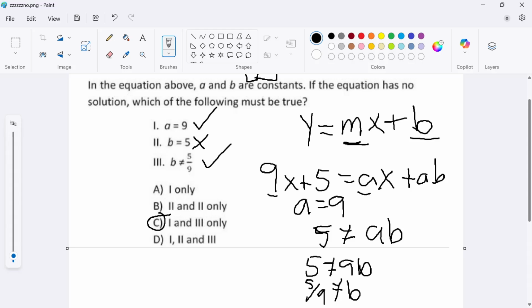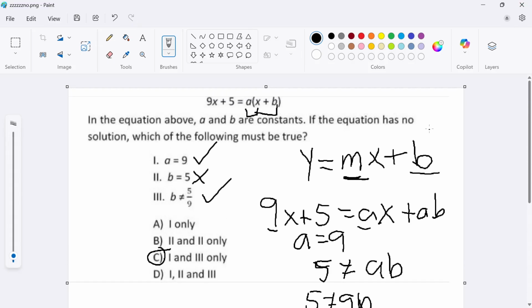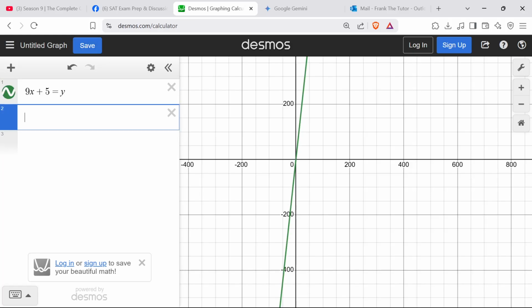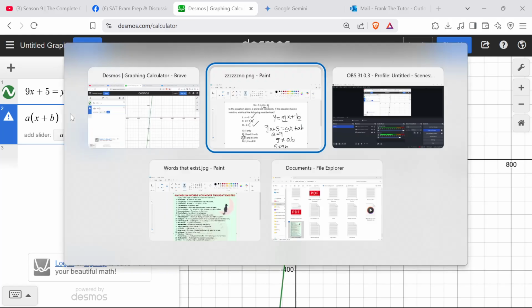So again, for two lines to have no solutions, they must be parallel. The slopes, the m's, must be equal, and the b's must not be equal if the m is equal, because if the m is equal and the b is equal, then it's the same line. So I could also do this on Desmos, and I will put 9x. Now it's good to separate these into two equations, and you have to know no solutions means they are parallel, and I'll show you at the end why putting them together could give you trouble.